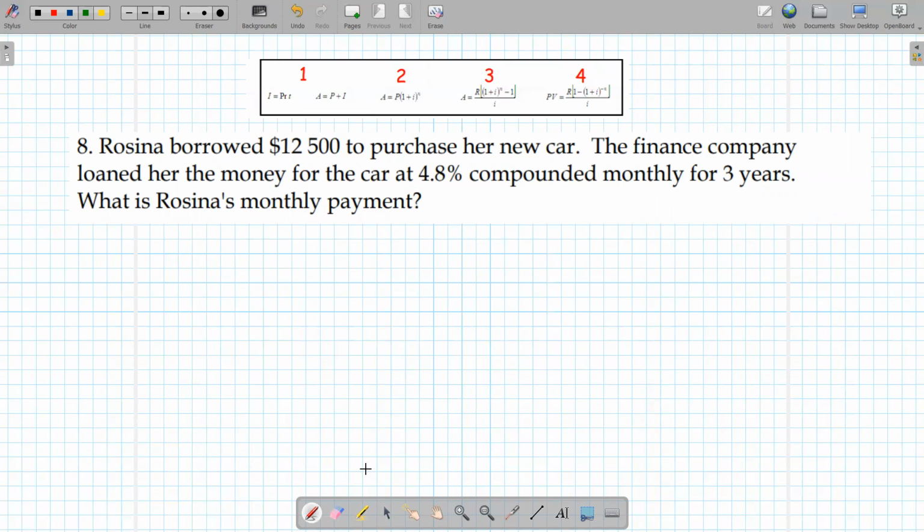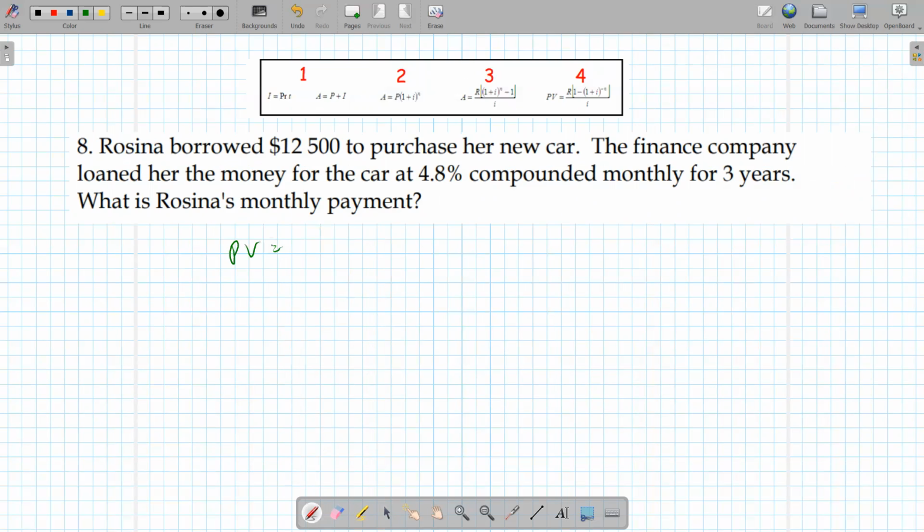1, 2, 3, or 4. Which one is this? 2. Okay, so what do we know? A, P, I, N. A is 12,500. Okay, first of all, this is not 2. How do I know it's not 2? Oh, it's monthly payment, present value. That's present value. It's going to be 3, right? So just call that PV.